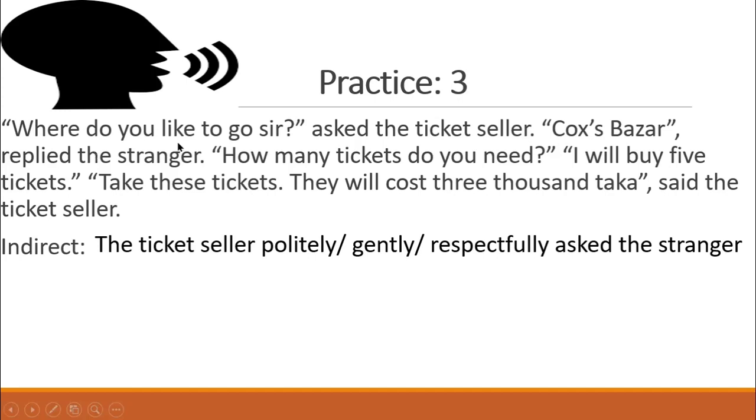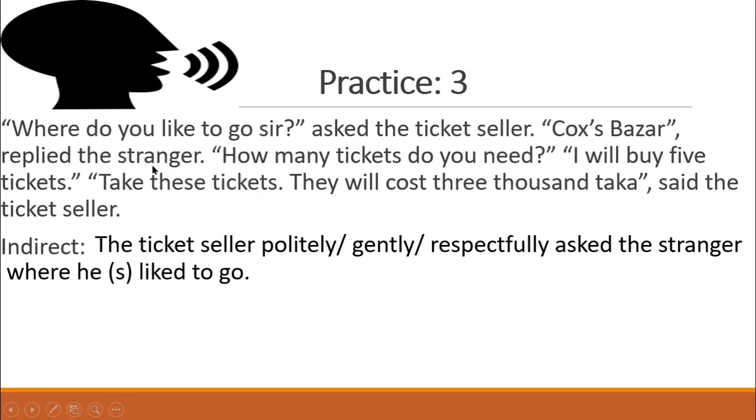You see, where do you like to go? This is a question. So asked the ticket seller. Whom did he ask? He asked the stranger. So we have sir here. We will write down respectfully or gently or politely when we have sir in our statement. So the ticket seller politely, gently or respectfully asked the stranger where he liked to go.